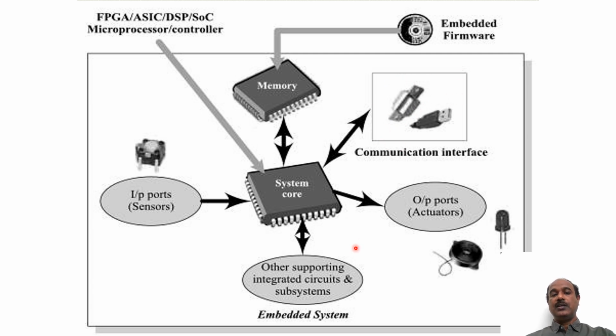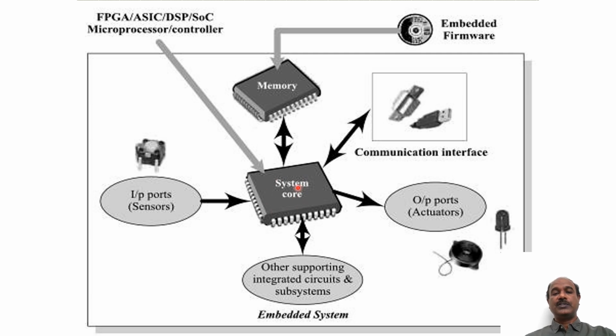Then if the embedded system needs some other supporting hardware circuits and other systems, they will be connected to the embedded system as well. So this is the diagram that is showing the different blocks that are present in an embedded system.